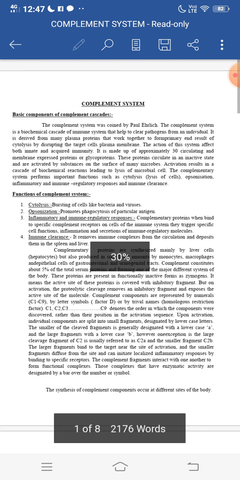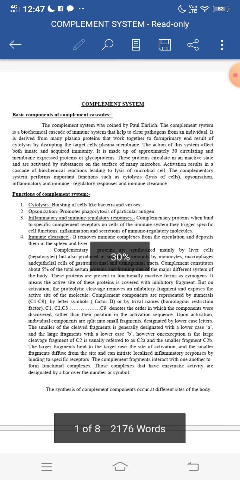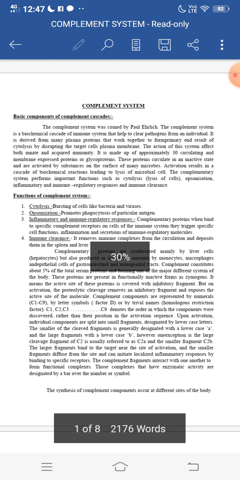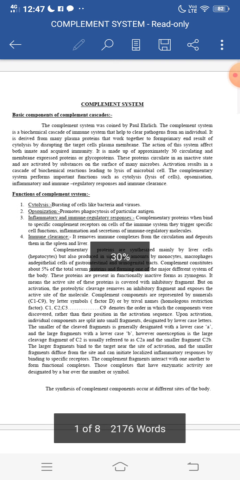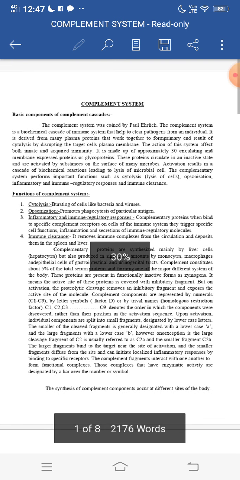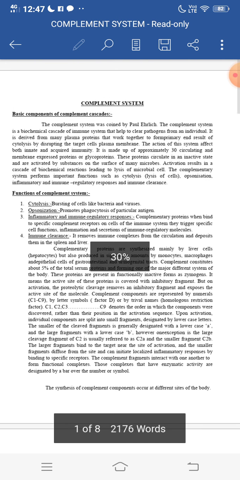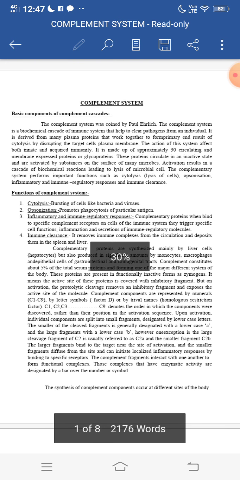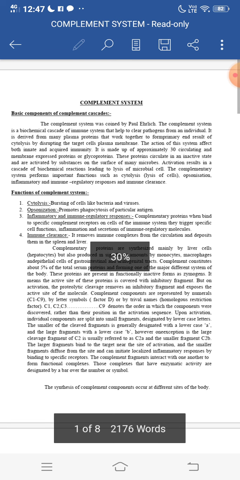The complement system is a biochemical cascade of the immune system that helps to clear pathogens from an individual. So this complement system plays an important role in the immune system, clearing the foreign particles or foreign bodies which have entered the host body. It is derived from many plasma proteins that work together to form primary and result in cytolysis by disrupting the target cell's plasma membrane.